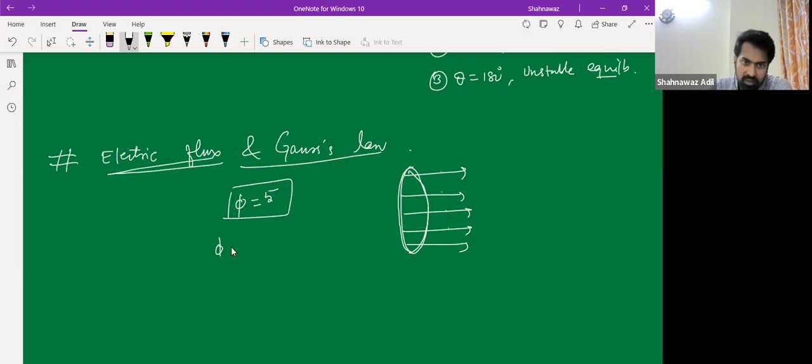And this is represented by electric field dot the area, right? Right, guys. So this much you guys know.